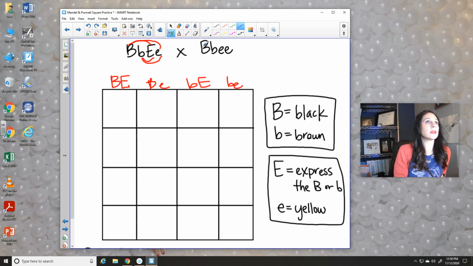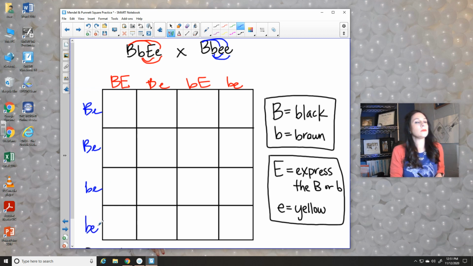The next parent could pass on a big B with the little e, this big B with this other little e, this little b with this little e, or this little b with that little e. Okay, we have our parental genotypes established and written.